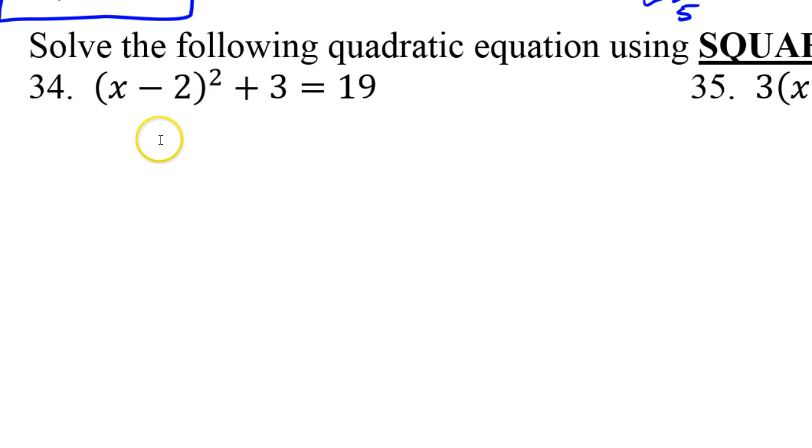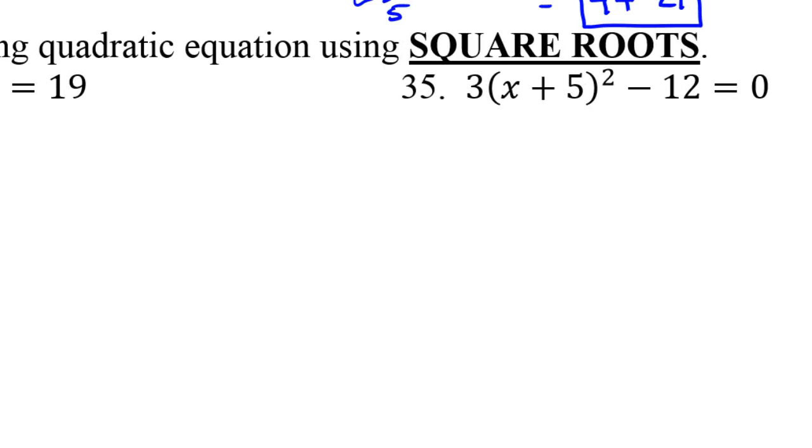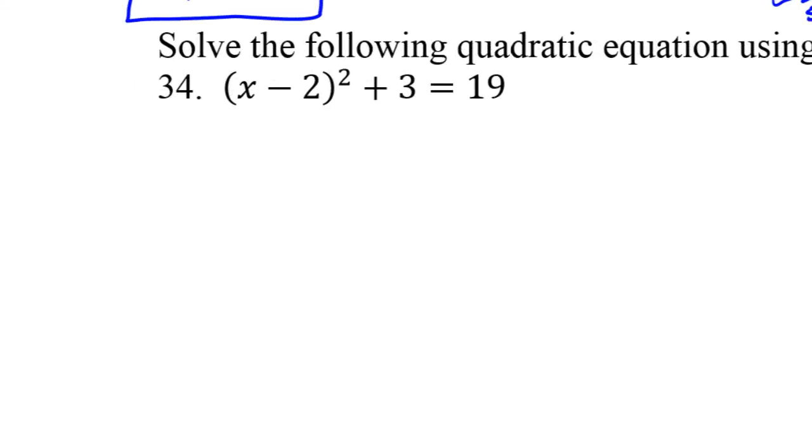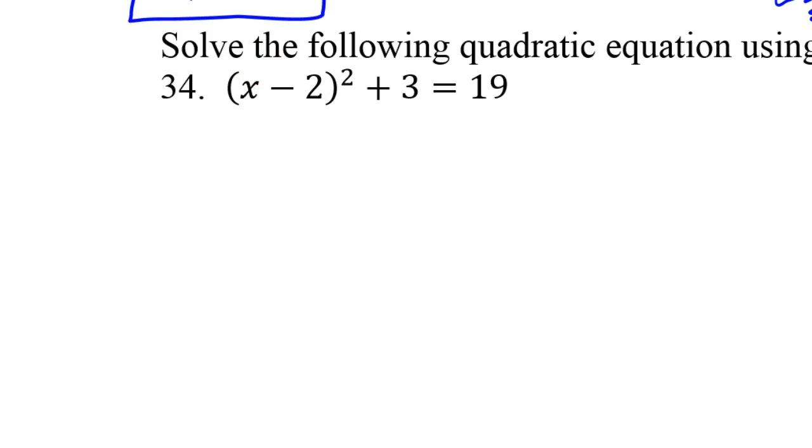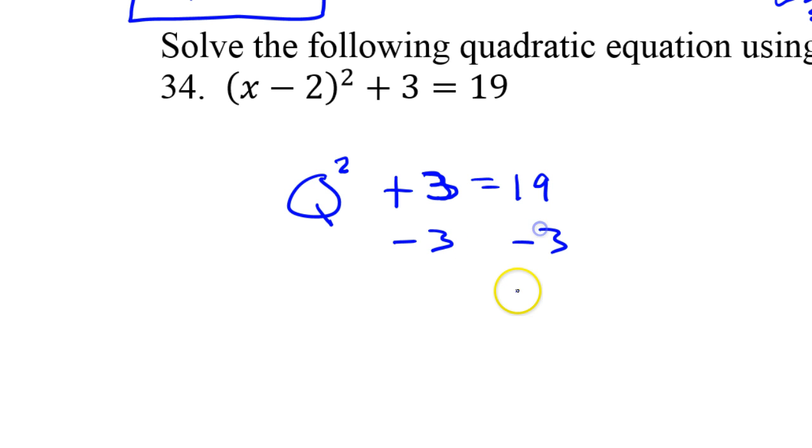In this video, I will be solving quadratic equations such as these using square roots. And what I mean by that is this. If I want to solve this equation, I'm going to solve it the same way I would if instead of a parentheses, this was a q. So if I had q squared plus 3 is equal to 19, it's not a great 3, what would I do first? Hopefully you were saying I would subtract 3 from both sides. Well, that's the same thing I'm going to do first up here.